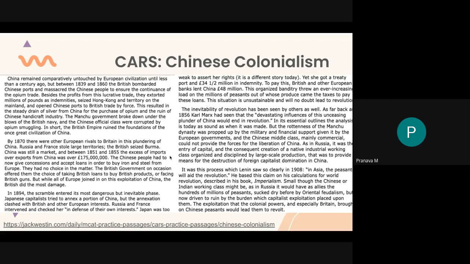And the last paragraph is going to continue on this point and say, it was this process which Lenin saw so clearly in 1908. In Asia, the peasants will aid the revolution. He based his claim on his calculations for world revolution described in his book, Imperialism. Small though the Chinese or Indian working class might be, as in Russia, it would have as allies the hundreds of millions of peasants, sucked dry before by Oriental feudalism, but now driven to ruin by the burden which capitalist exploitation placed upon them. The exploitation that the colonial powers, and especially Britain, brought on Chinese peasants would lead them to revolt.